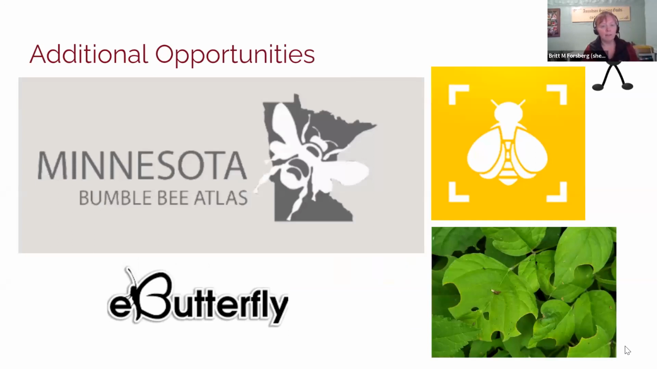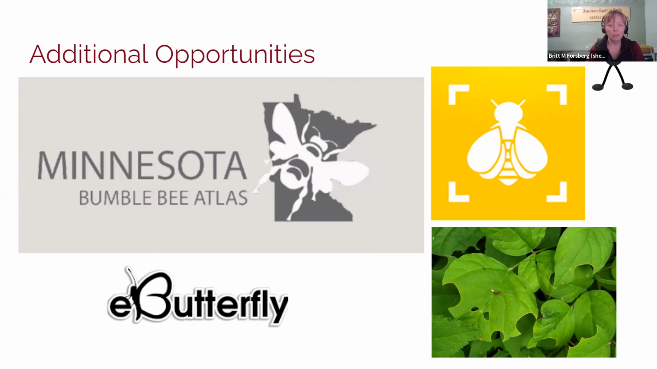Other similar projects, if you are into this sort of photo-based reporting: one is the Minnesota Bumblebee Atlas, and they're coupled with this yellow icon here for Bumblebee Watch. They use another app and website called Bumblebee Watch by the Xerces Society, which is very similar to iNaturalist in that you just need to upload your pictures. You don't necessarily have to know what they are.